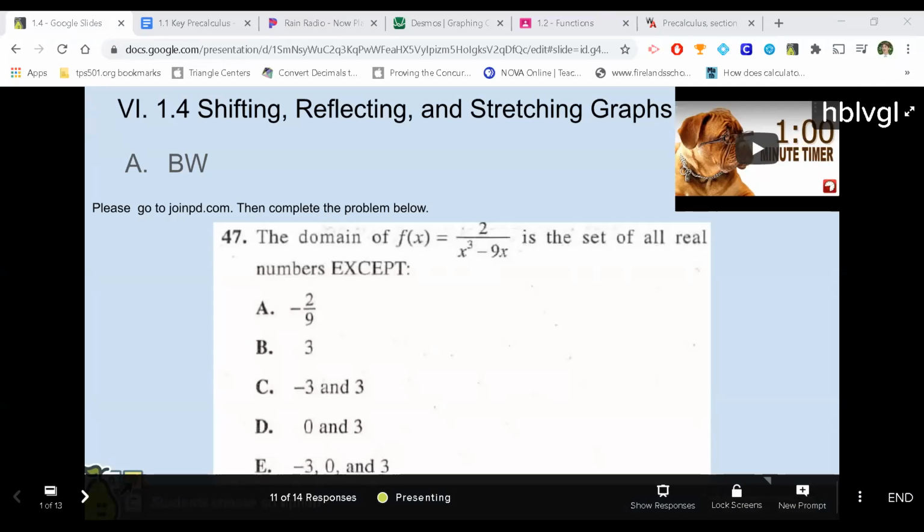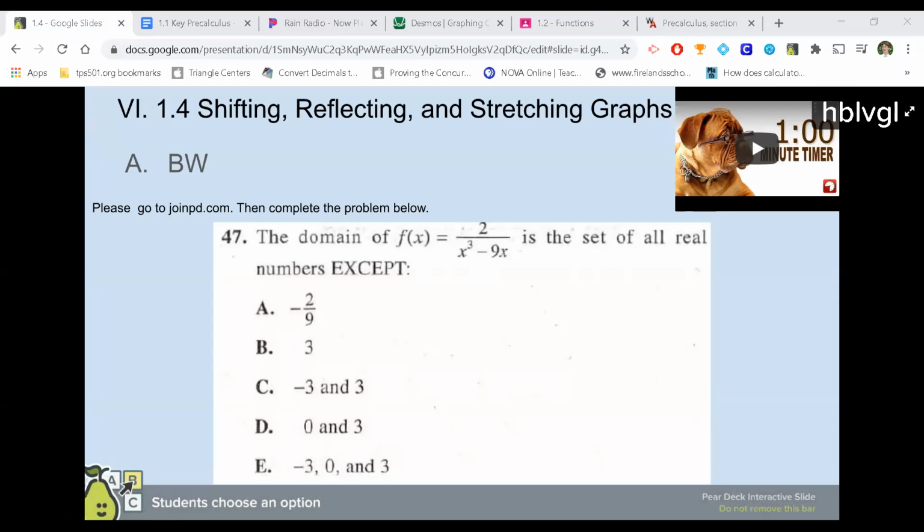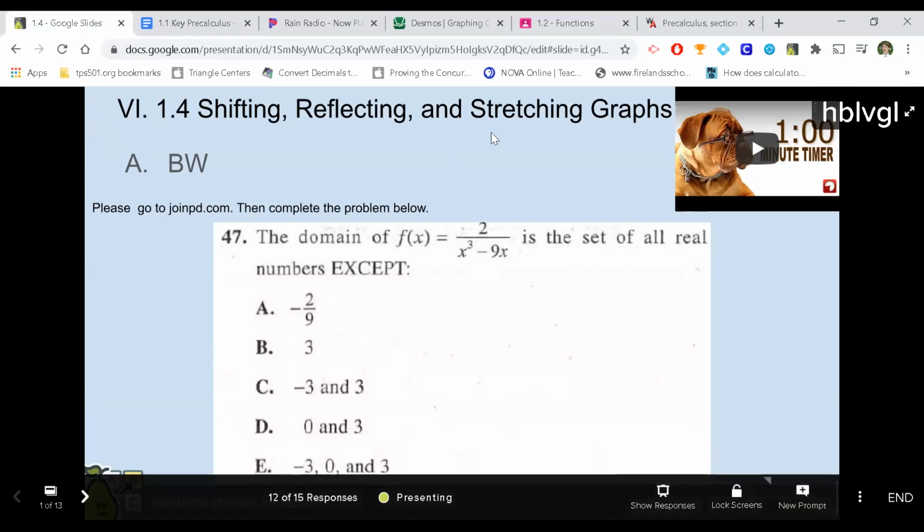Let's see. Oh, we're all over the place. It appears D is the most popular choice. Oh, that's because it's right. Yeah, okay. All right, let's go over how to do this.